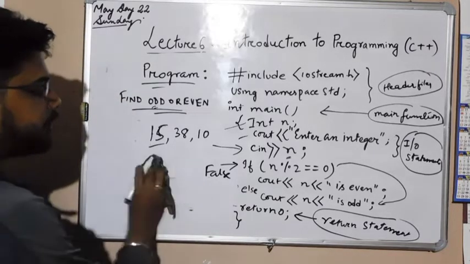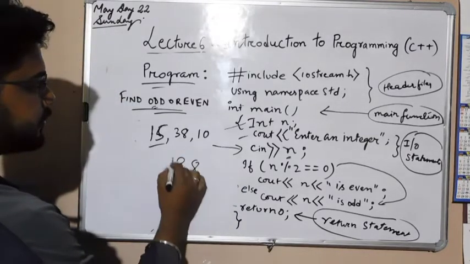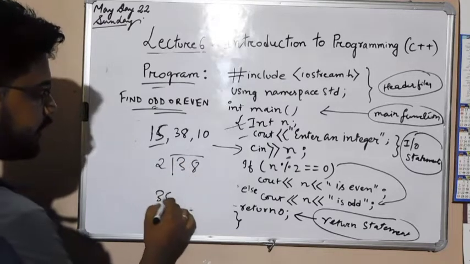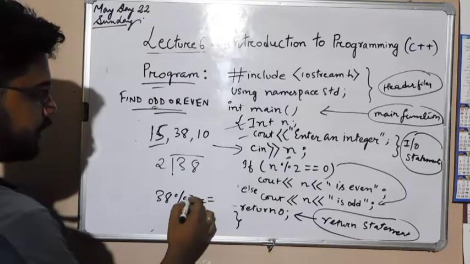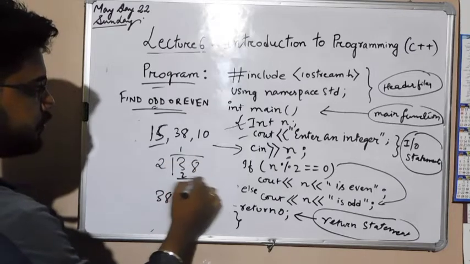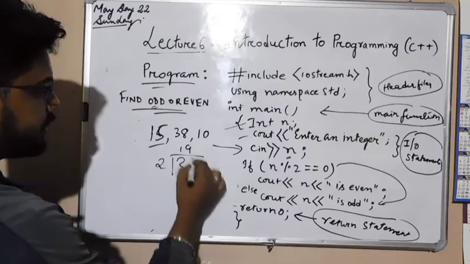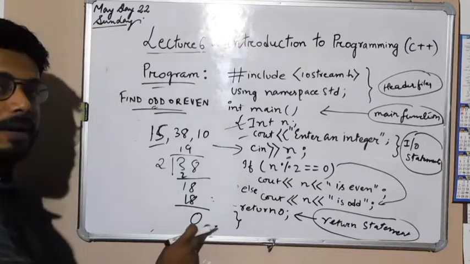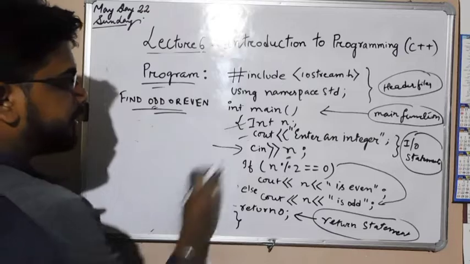Let us check with another number, let's say 38. Now 38 divided by 2, that means 38 mod 2. The remainder is what? 2 ones are 2, carry 1, 18, 2 nines are 18. The remainder goes to 0. The remainder is 0 in this case.